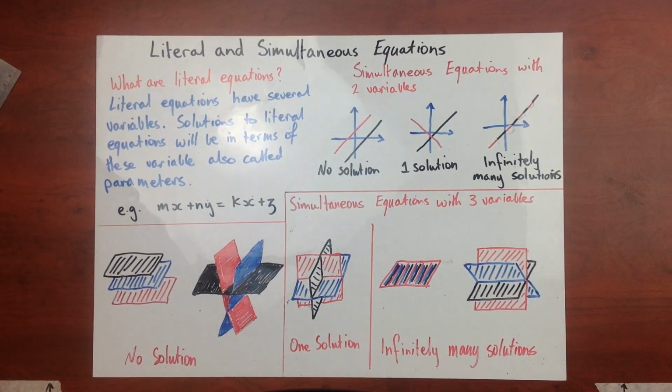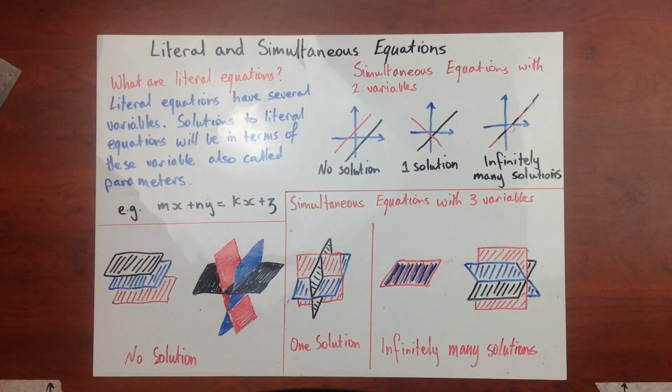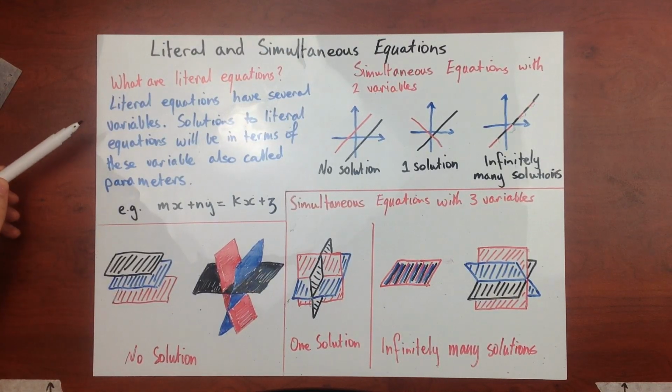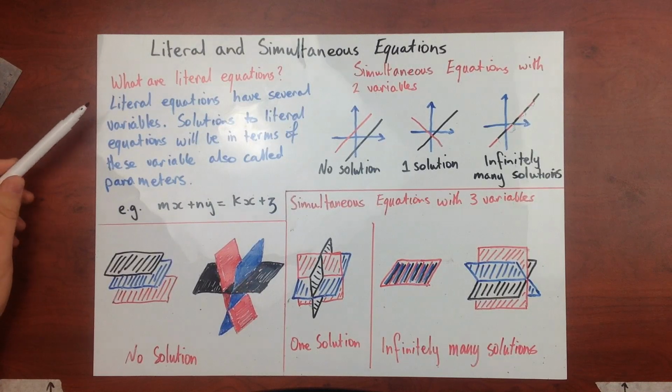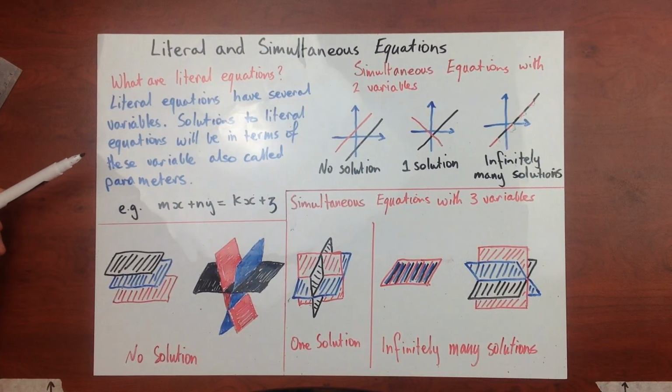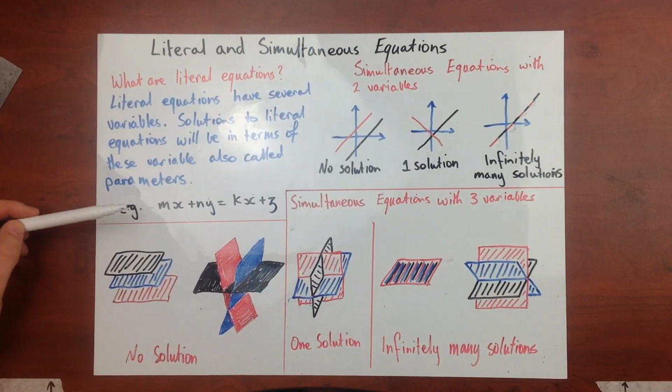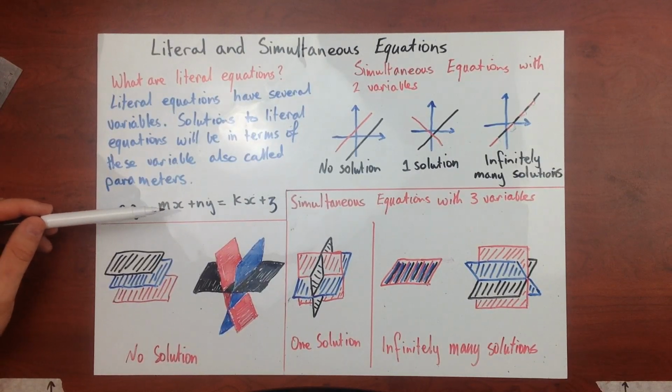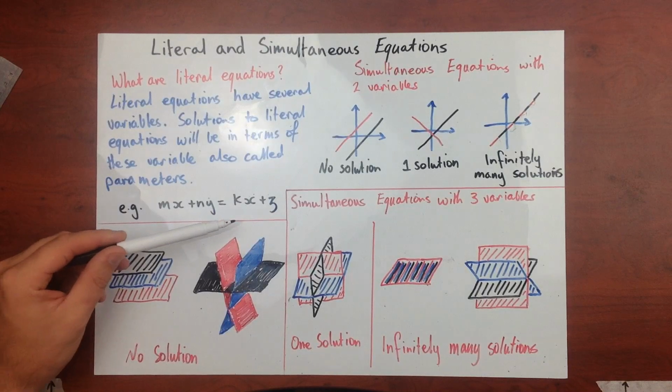In this tutorial we're having a look at the theory behind literal and simultaneous equations. So what are literal equations? Literal equations have several variables. Solutions to literal equations will be in terms of these variables, also called parameters. An example of a literal equation would be mx plus ny equals kx plus z.